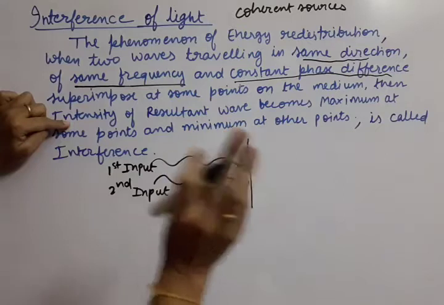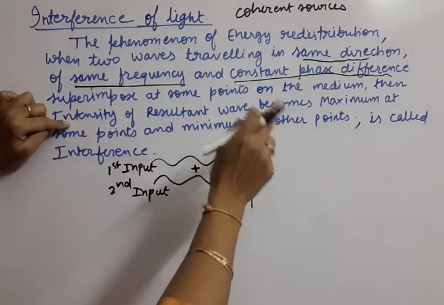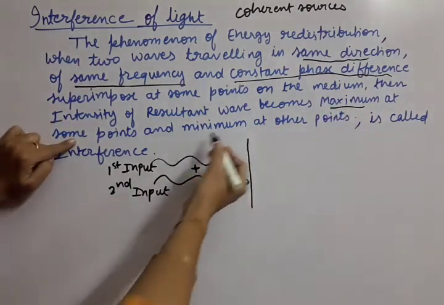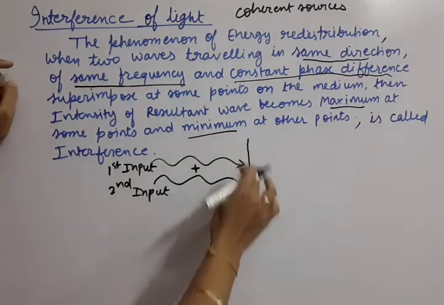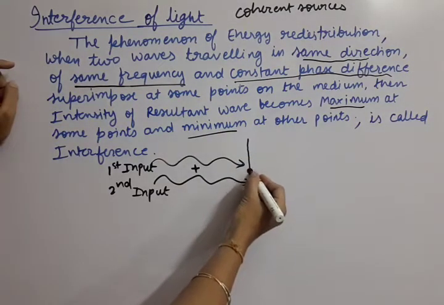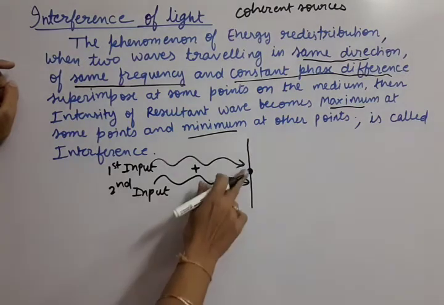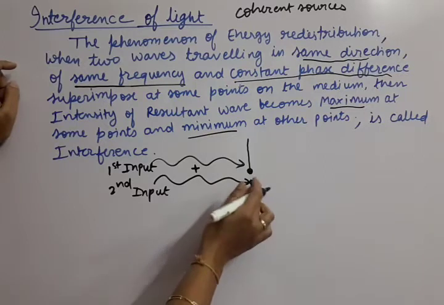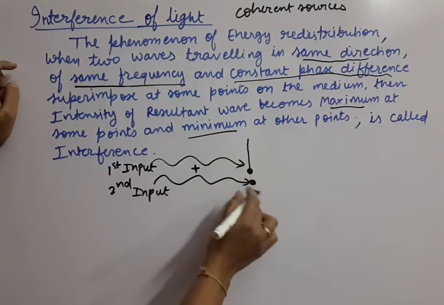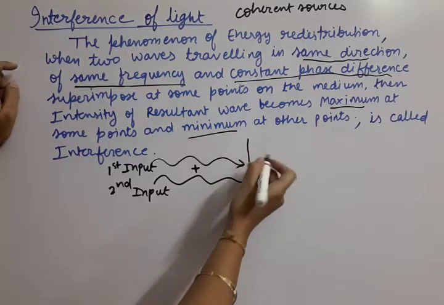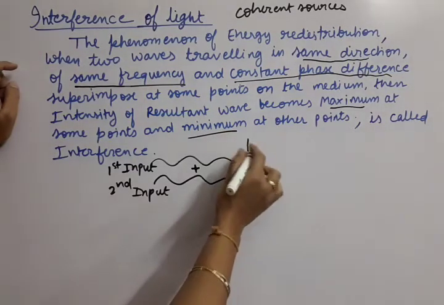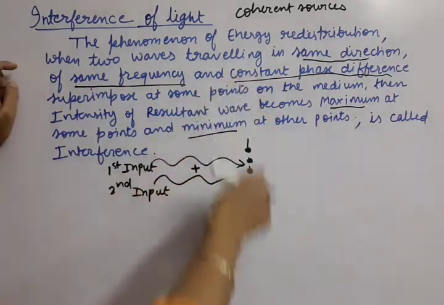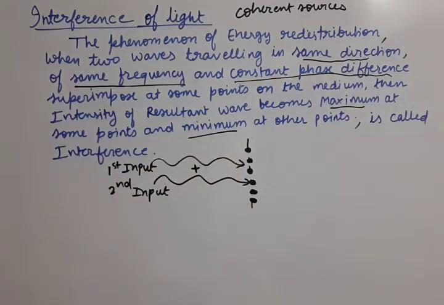So how is the resultant wave? We will observe that intensity of resultant waves becomes maximum at some points and minimum at other points. So what we will notice here, that here the intensity of the final wave is maximum at some points. Then a minimum point will come, then again maximum point, maximum, minimum on both the sides of the screen. That means both the sides of the center. If this is the center, here also the same type of pattern will be observed.